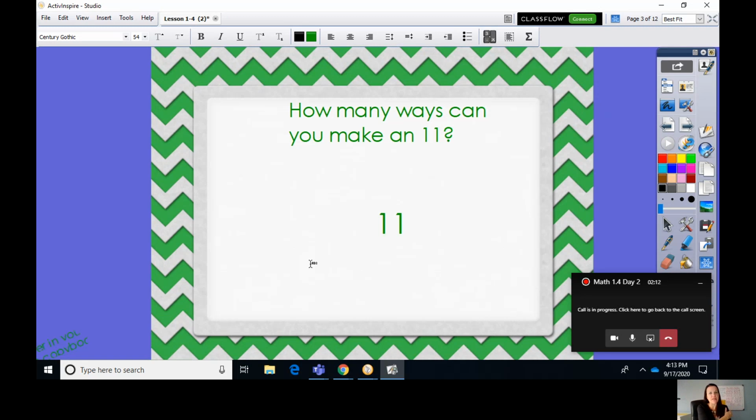And I would like you to get a whiteboard and a marker to do this problem here. How many ways can you make a 10? How many ways can you make it 11? Not a 10, an 11. So I want you to think about the number 11, and I want you to think about the patterns that we learned about yesterday. How many ways can you make an 11? Pause the video and try that.